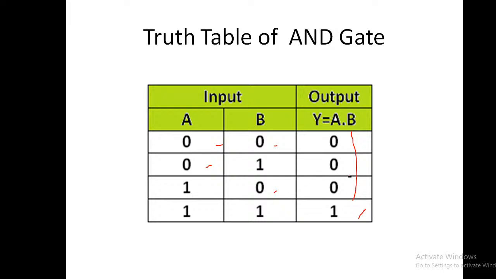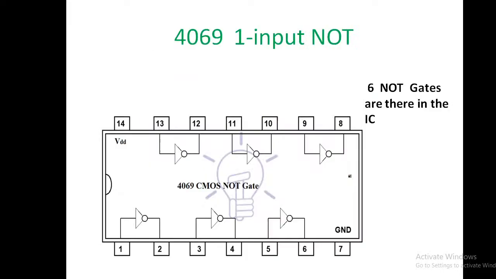Okay, no need to mug up all this truth table. Understand the thing and do it accordingly. Okay, now a question will come. All the ICs you have seen, 71 or 81, have 4 gates within that IC. Now what will happen in case of 4069?